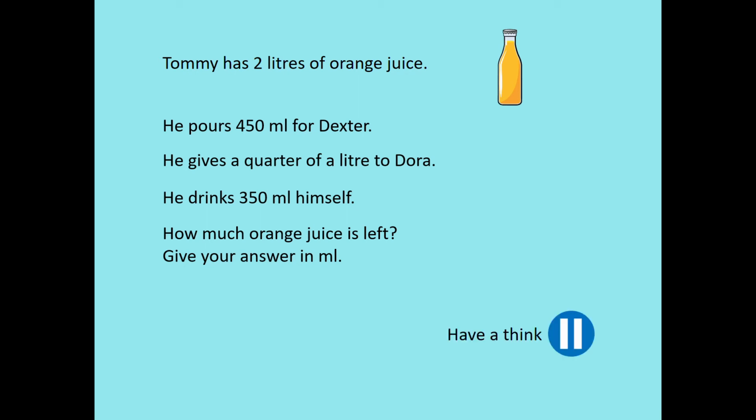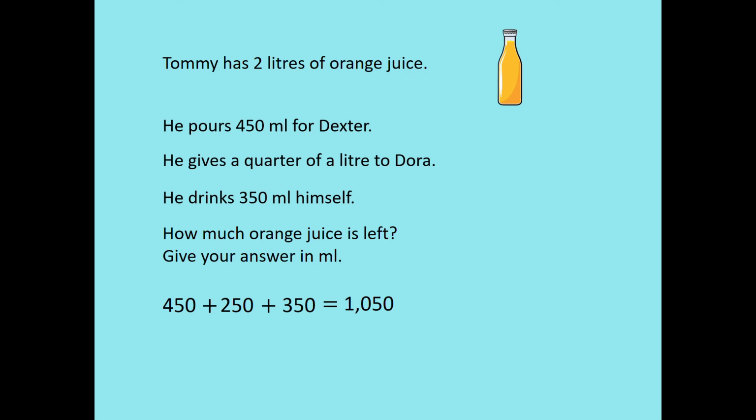So we need to think about how much has been used. So we've got 450 ml going for Dexter, and 1,000 ml is what 1 litre is worth. I've got 1/4 of a litre going to Dora. So 1/4 of 1,000 was 250. And he drinks 350 millilitres himself. I need to add those 3 together. If you haven't done that, do that now. And you should have got 1,050.